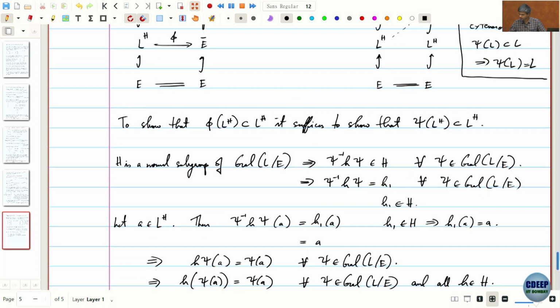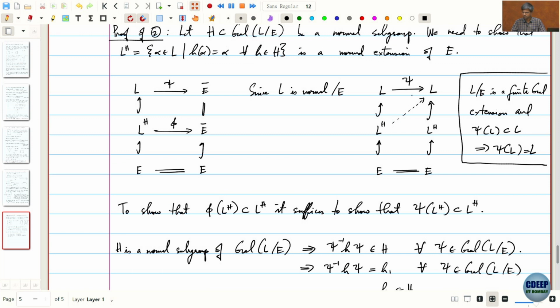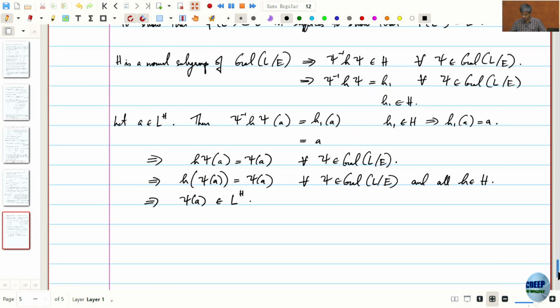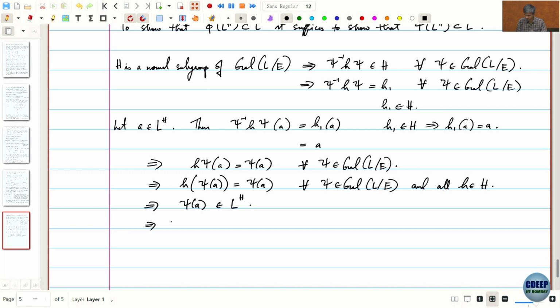Right? So therefore, we have shown that this psi restricted to LH has image in LH. Right? So this implies that psi of LH is contained in LH. Okay? So thus LH is a normal extension.